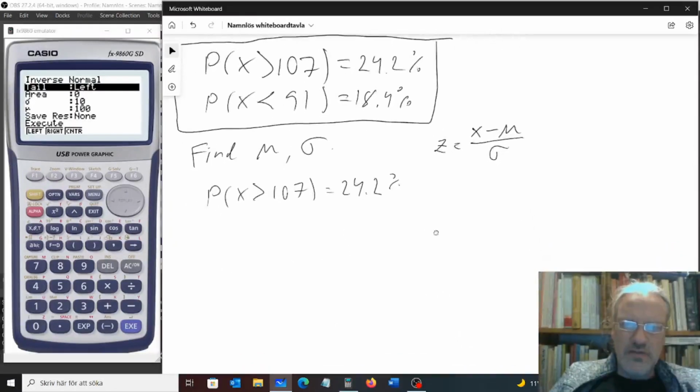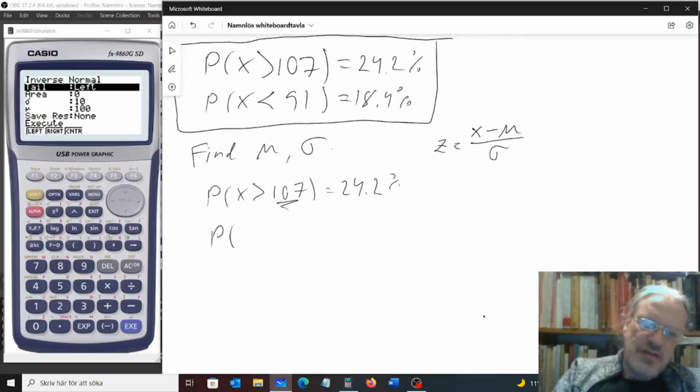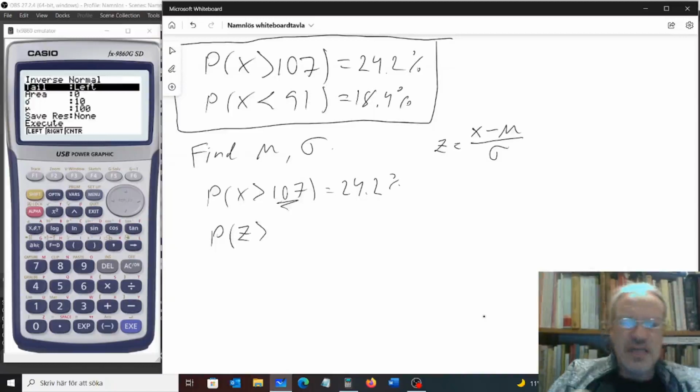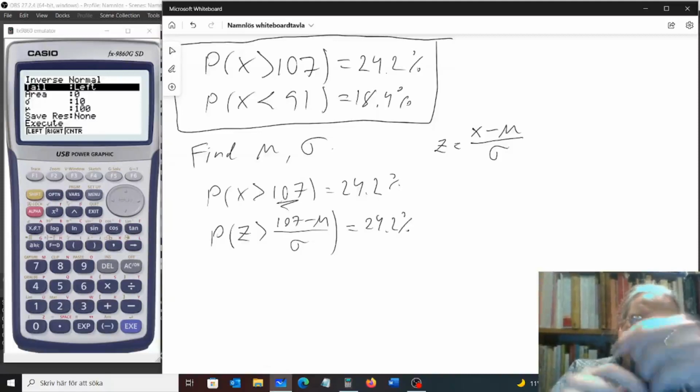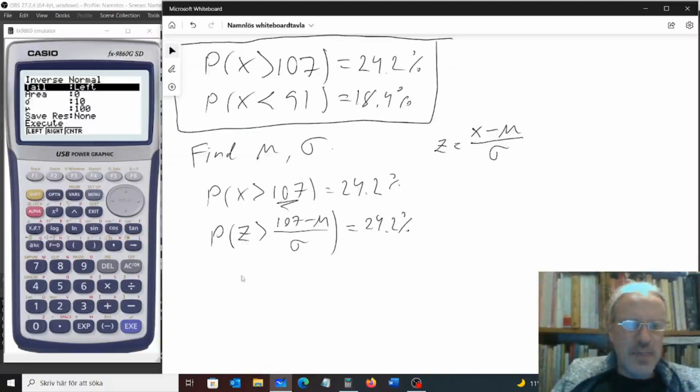And we have an x value here, that's this. So what I will do is instead write that the probability that z, so the standard normal distribution, is larger than, and what is the x value? It's 107, so I write 107 minus the average that we don't know, divided by the standard deviation that we don't know, equals 24.2%. But now we can actually use the calculation here, since in the standard normal distribution the average is 0 and the standard deviation is 1.